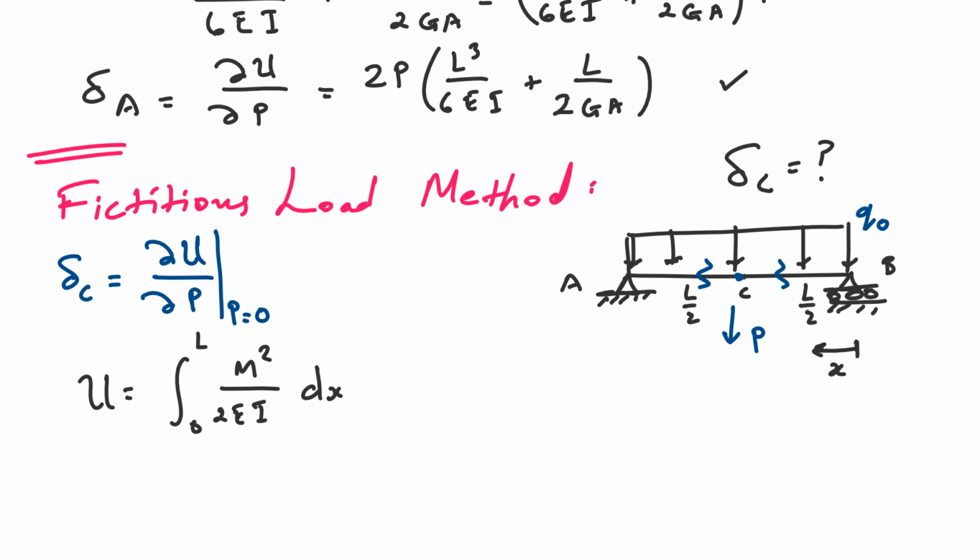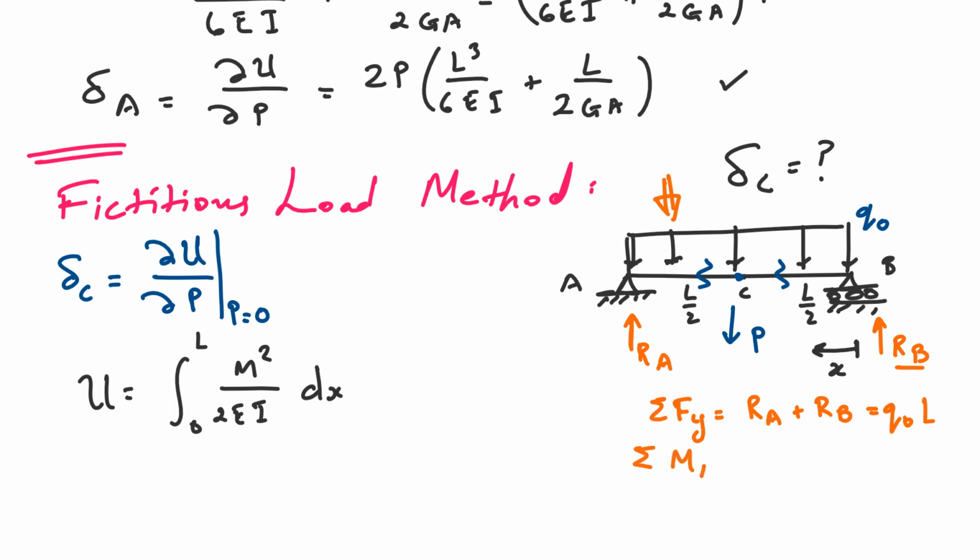So let me pick a different color here. Let's say orange. So these are the reactions going on here. We have RA and we have RB. Okay, and let's say we want to find these, right? So we're going to do sum of the forces in the y direction. And this is going to give us RA plus RB equals, well, these guys are equal to the force going downwards, correct? And the force going downwards is Q naught times L. Because Q naught is per unit length, so we have to multiply by the total length. So that's one equation.